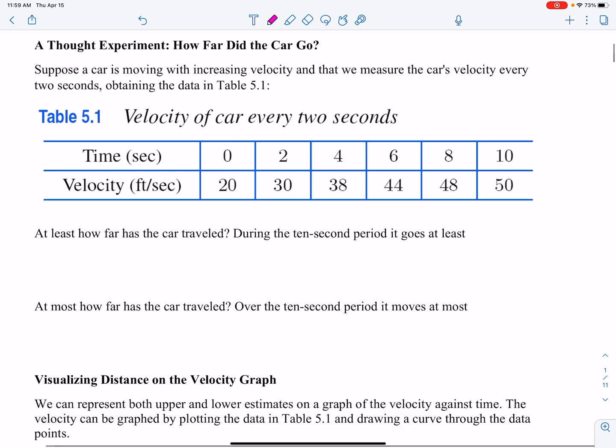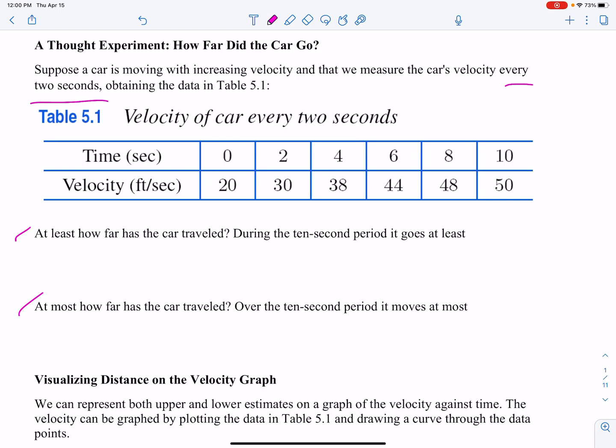Here's an example. Suppose a car is moving with increasing velocity and that we measure the car's velocity every 2 seconds, obtaining the data in the table below. We want to know two things: at least how far has the car traveled, and at most how far has the car traveled. For at least, we're doing a slight underestimate.